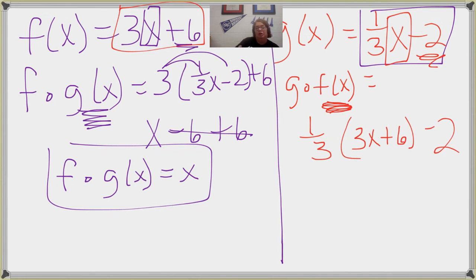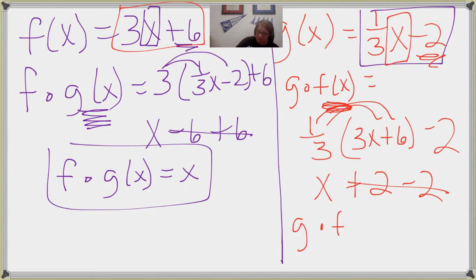What have we done? We took the entire function f of x and plugged it into g of x. What are we looking for? We're looking to see if everything but the x cancels. What's 1/3 times 3? 1/3 times 3 is 1. 1/3 times 6 is 2. Bring down the minus 2. What happens to the 2's? They cancel. So g of f of x equals x.